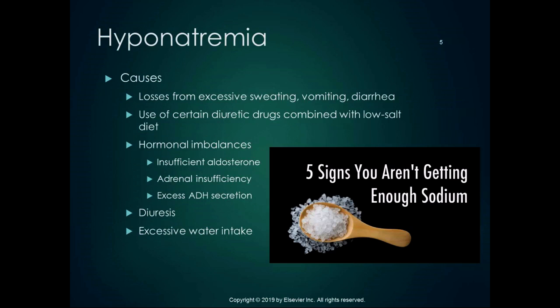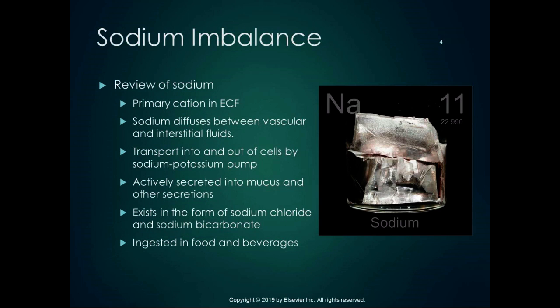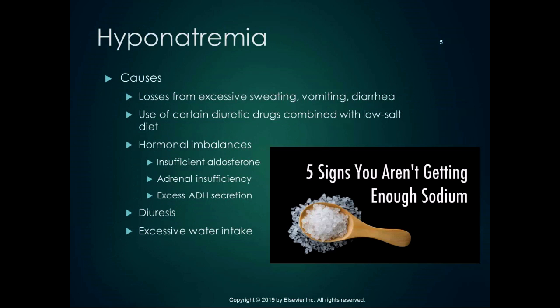So hyponatremia. Okay, let's cut this word apart. Hypo means low. Natrium is the Latin word for sodium. That's why Na is the chemical symbol for sodium. So hypo, natr is sodium, and emia means blood. So it means low blood sodium levels.